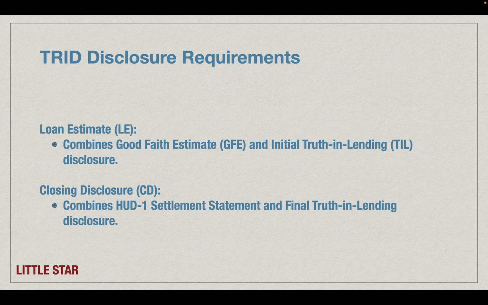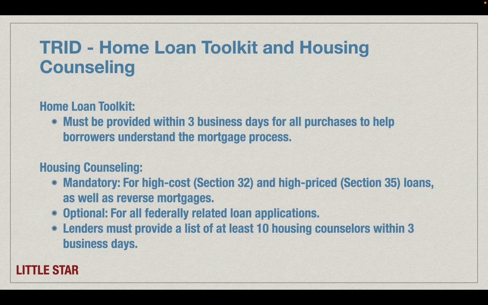When it comes to the Home Loan Toolkit, this has to be given within 3 business days of a purchase loan application to help the borrower better understand the mortgage process. Housing counseling is mandatory for high-cost and high-priced loans, including reverse mortgages, but it's optional for other federally related loans. Lenders must also provide a list of at least 10 housing counselors within 3 business days.